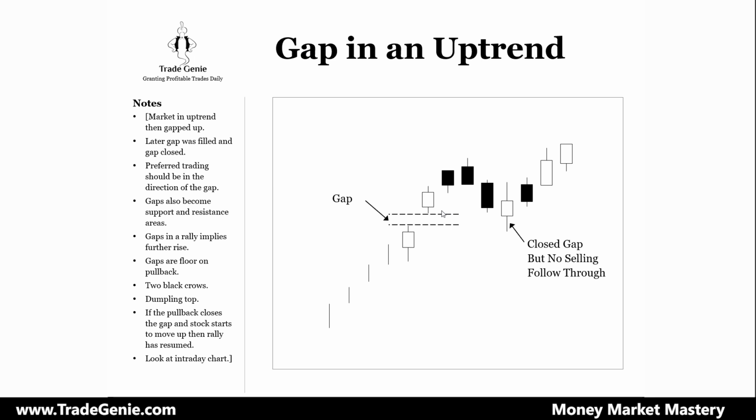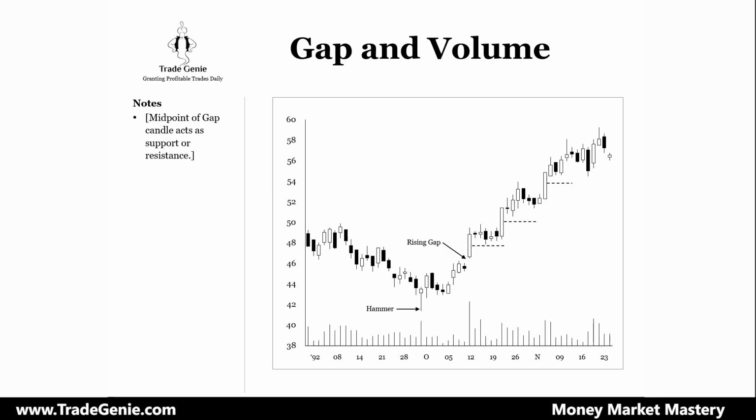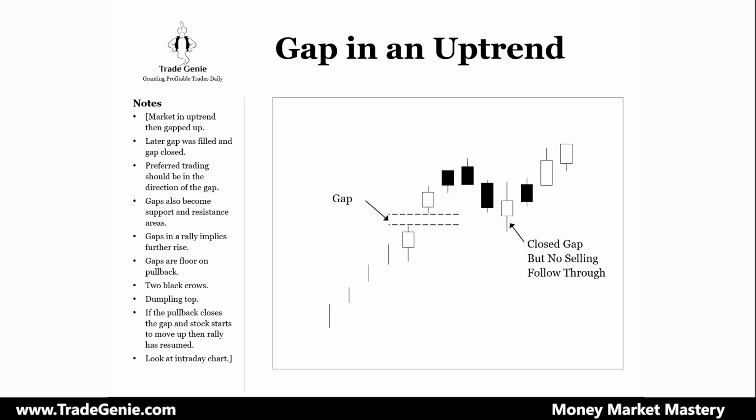So gap in an uptrend. So gap and volume. So here's a chart. The midpoint of a gap acts as a support. So the point is the midpoint of the gap acts as the three supports. I explained to you three supports. The first support is this support, the low or the open of the gap. This is the first support, and this is a weak support.